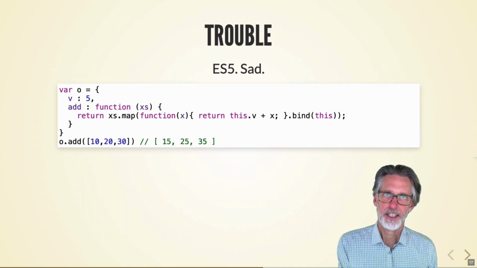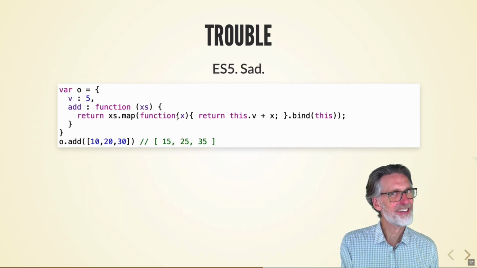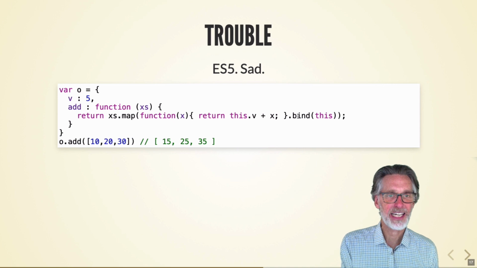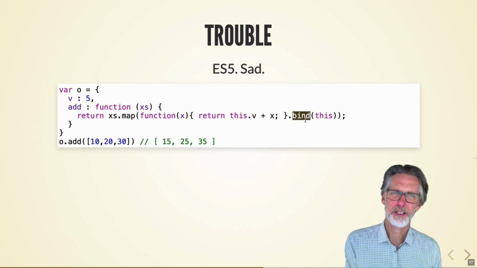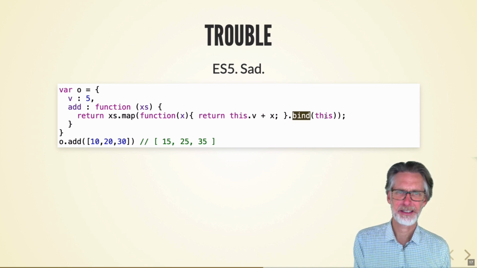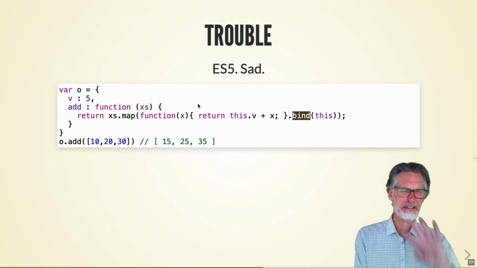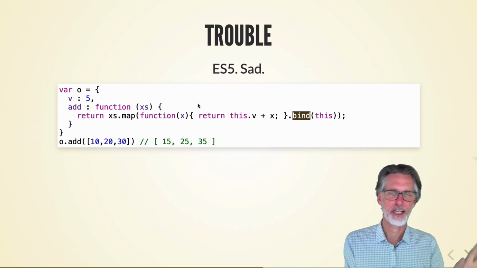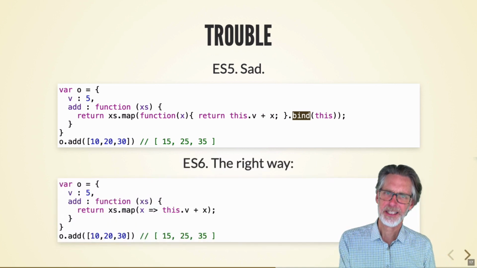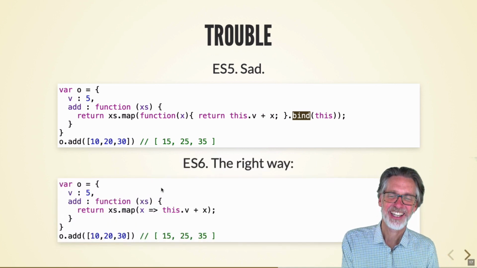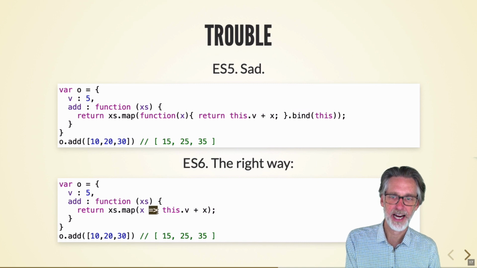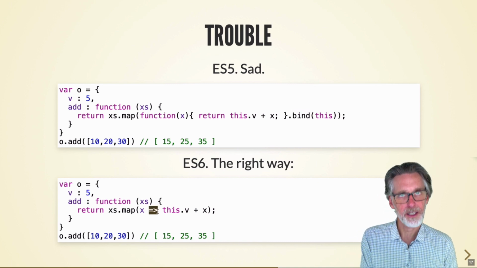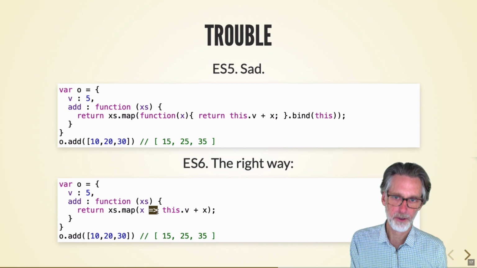The attempted fix in ES5 is not very pretty. They gave us a bind operation, which allowed us to bind this to itself and close the variable this. It makes my head hurt just thinking about it. ES6 did a nicer thing. They gave us the fat arrow syntax, and fat arrows just deal with this properly.